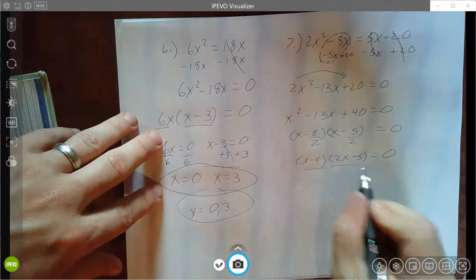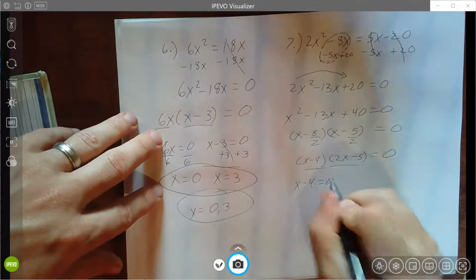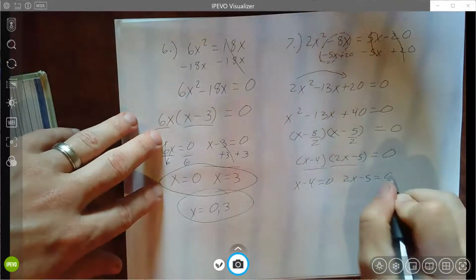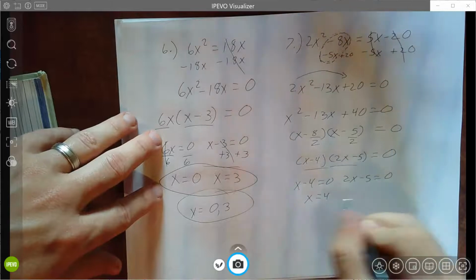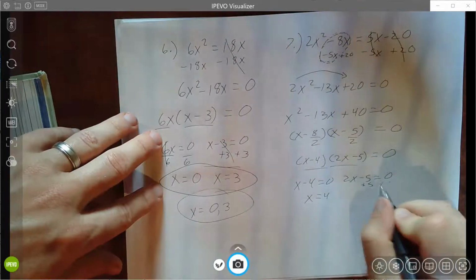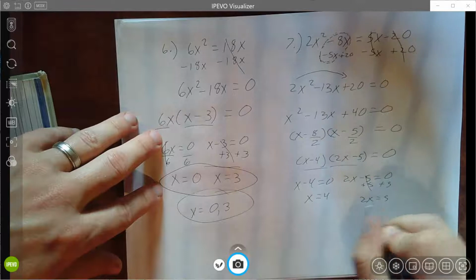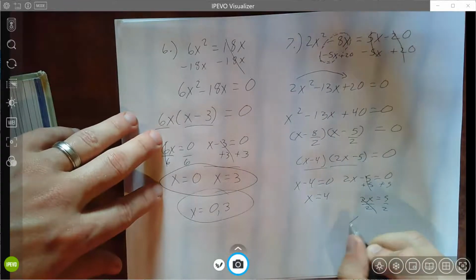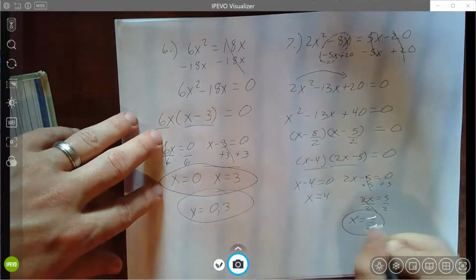Now I just set both of these equal to 0. Add 4, x equals 4. Add 5. 2x equals 5, divided by 2. X equals 5 halves. There's my two answers.